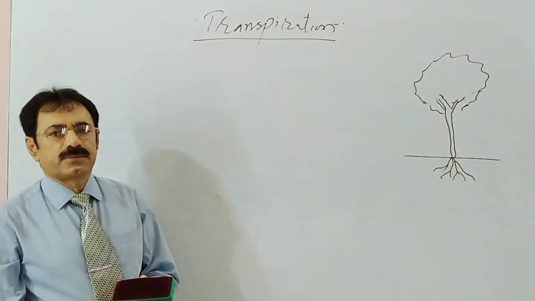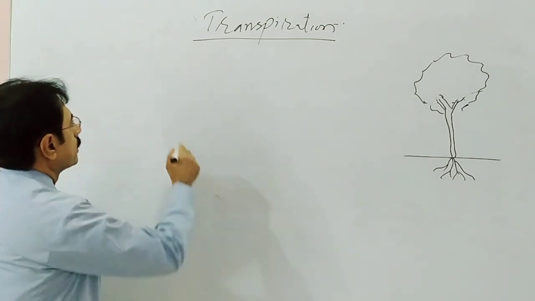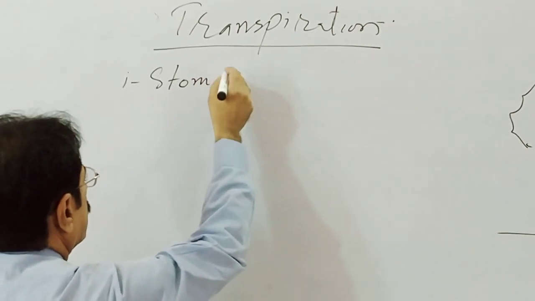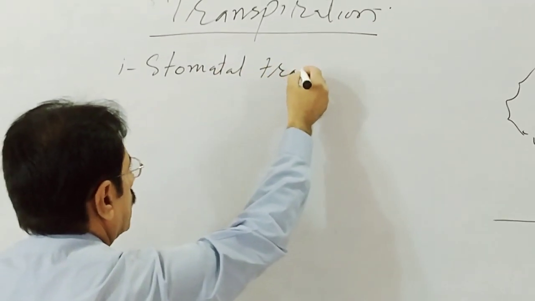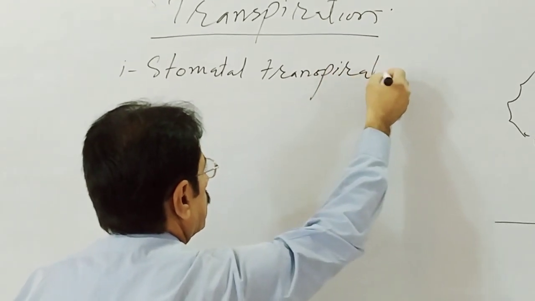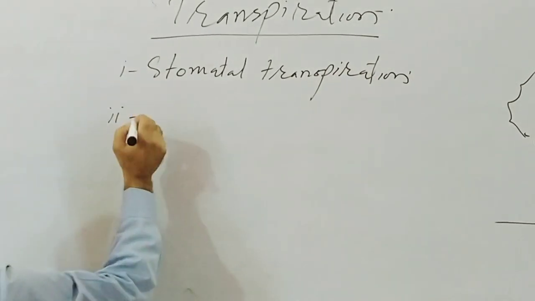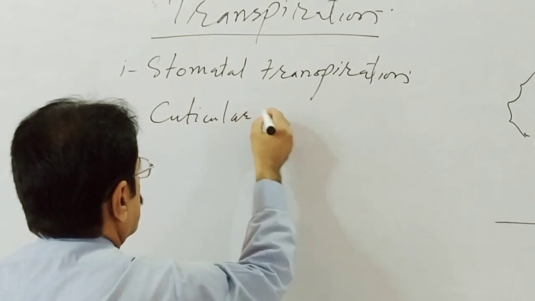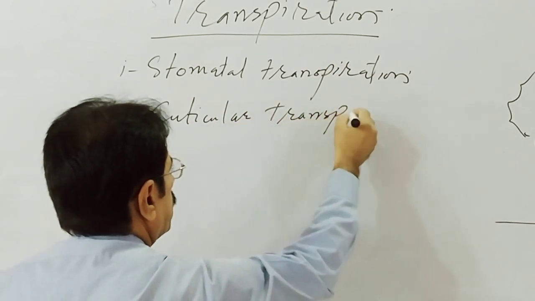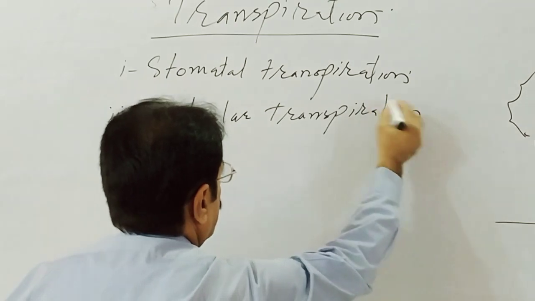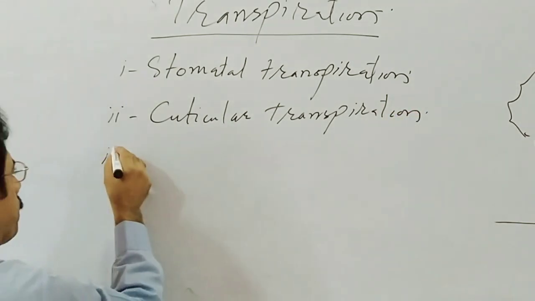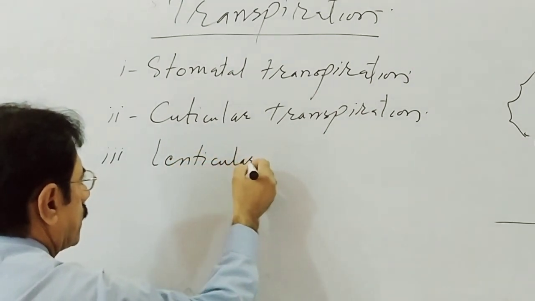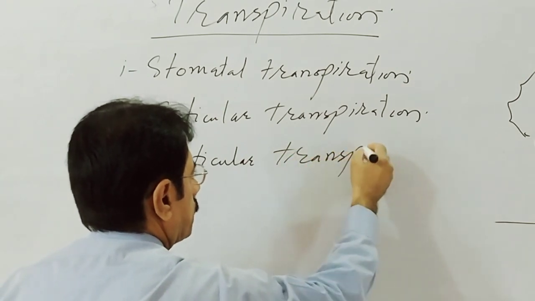There are three types of transpiration. They are: number one, stomatal transpiration; number two, cuticular transpiration; and number three, lenticular transpiration.